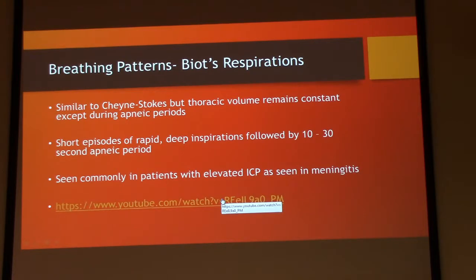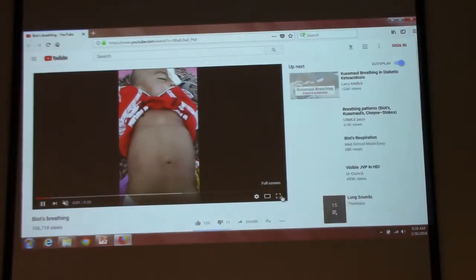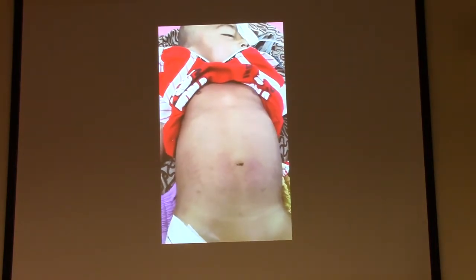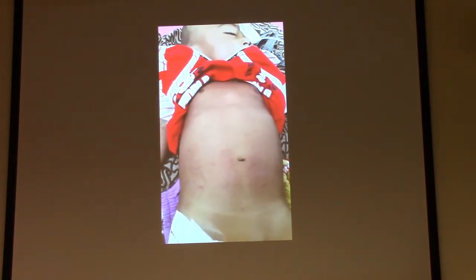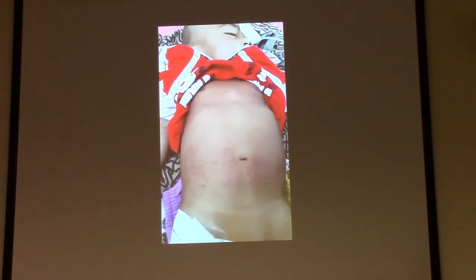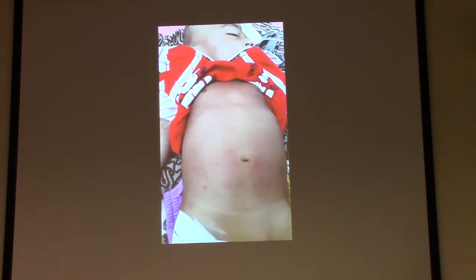And then Biot's, or however anybody wants to pronounce it. This is very common to see in kids that have meningitis or increased intracranial pressure also. This is quick ventilations followed by periods of apnea for about 20 seconds. So you can see the quick ventilation, and then we have a period of apnea where nothing's going on. And then again, we quicken up again, and then down to nothing.